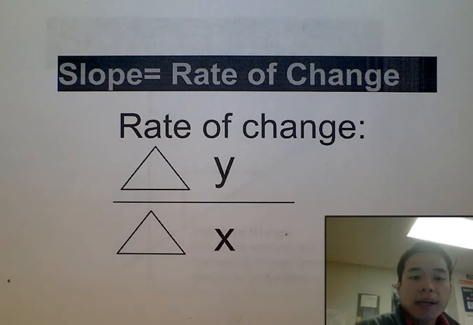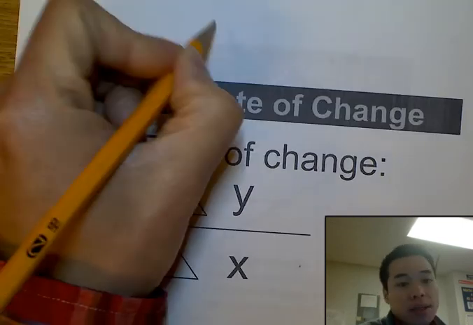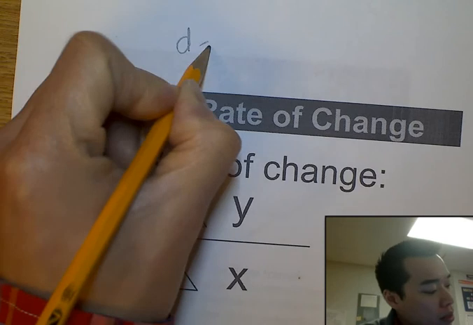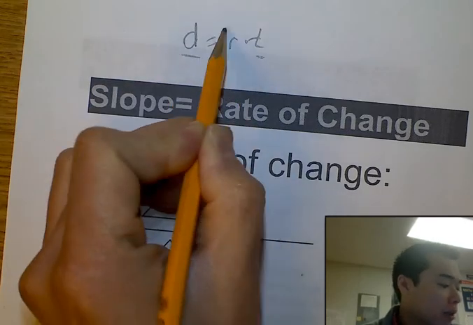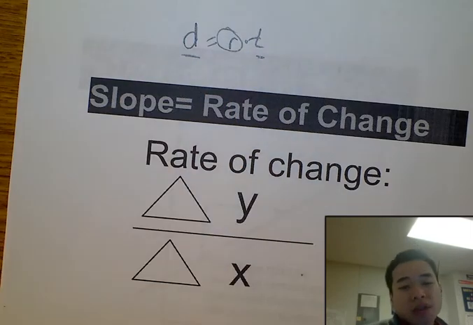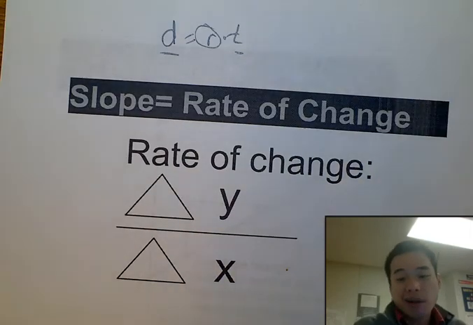Alright guys, so today we're going to talk about slope and rate of change. Over the last couple of days we talked about the distance formula. Remember that the distance formula is distance equals rate times time. Well, we know what distance is, we know what time is, and it's this rate. So rate is really, in its bare sense, getting from one point to the other.